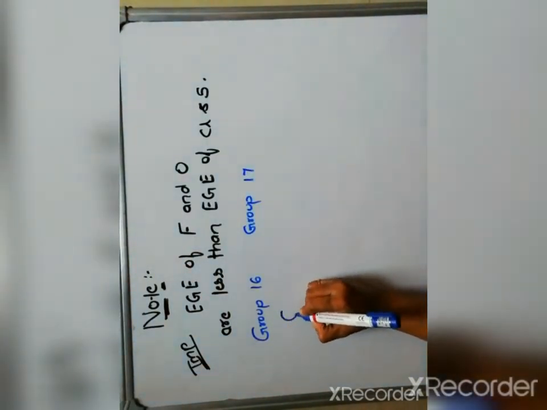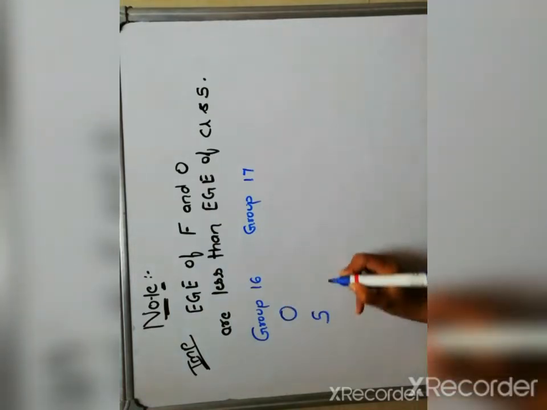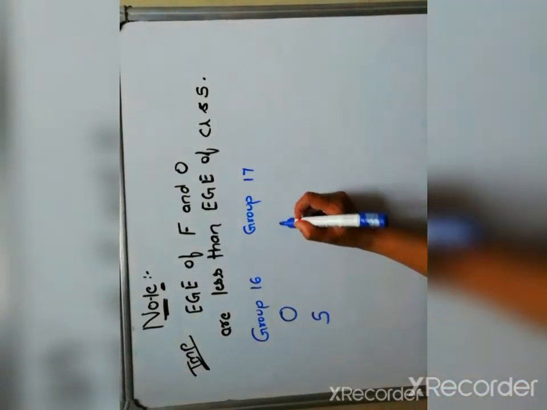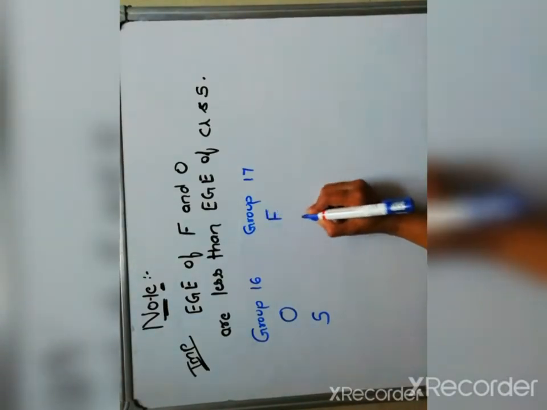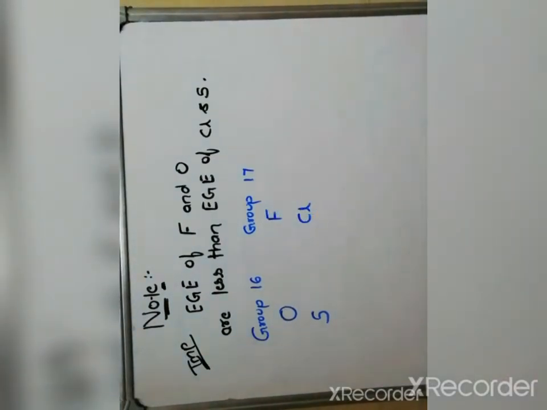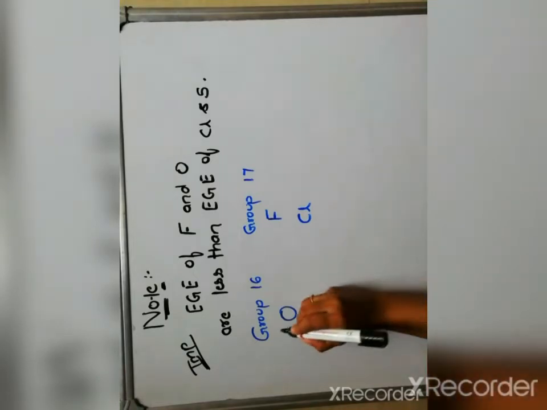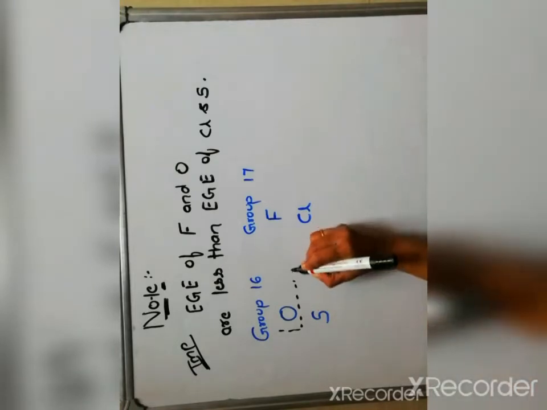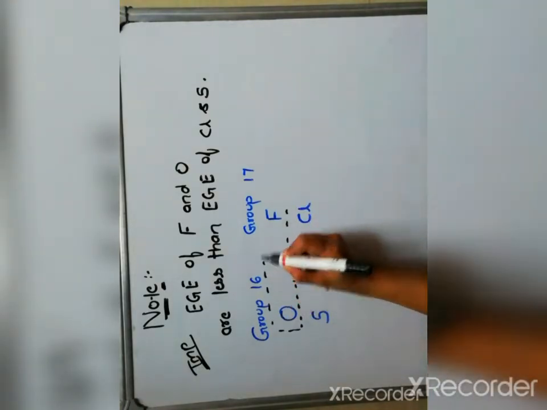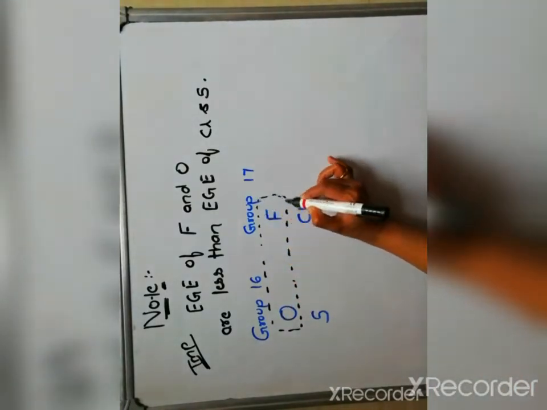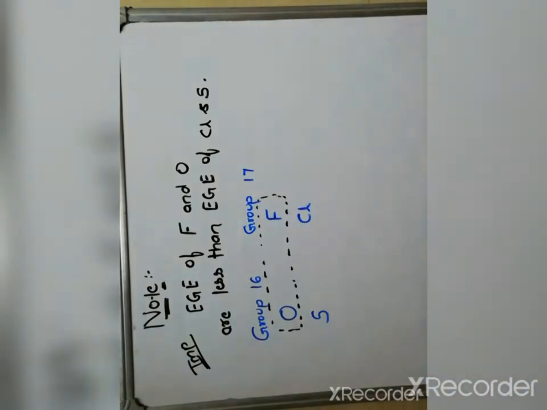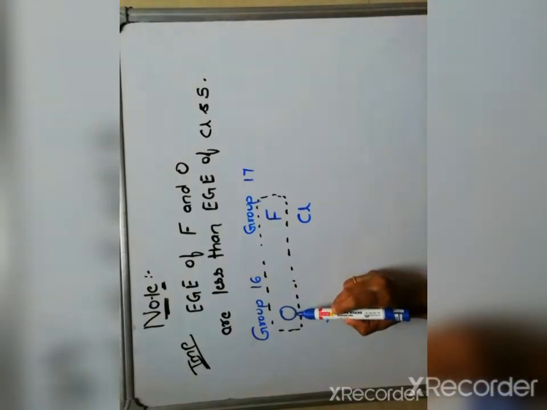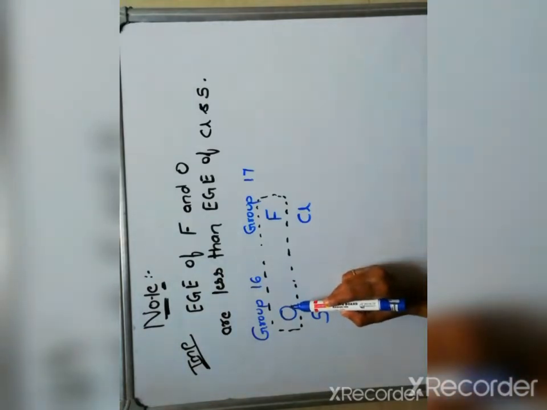In group 16 elements, the first element is oxygen, the second one is sulfur. Whereas in the case of group 17 elements, the first one is fluorine, the second one is chlorine. So what they have told is that the electron gain enthalpy of fluorine and oxygen, the first element of the two groups, is less than that of sulfur and chlorine. So what is the reason for this? See here, the first element of any group is said to be of small size.